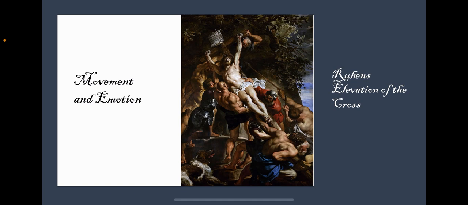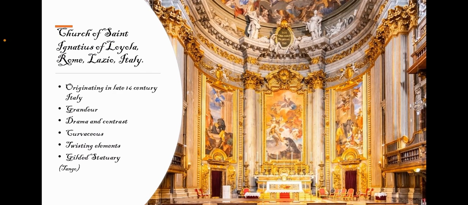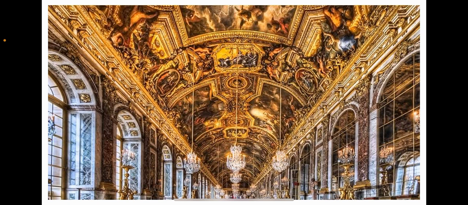Another is Rubens' painting Elevation of the Cross, which conveys movement and emotion. As you can see on the cross, there is a lot of movement, and you can see by everyone's postures just how emotional and how everything is conveyed in this painting.